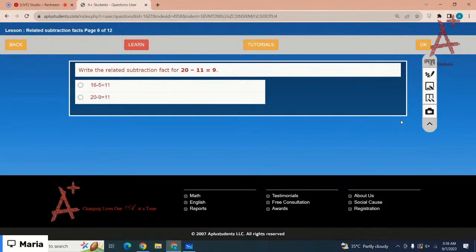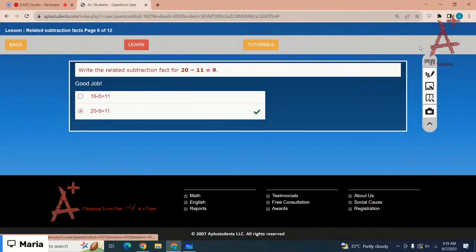Yes, that is option number 2. Very good. Option number 2 is the correct option. 20 minus 11 equals 9, and the correct option is 20 minus 9 equals 11. That is option number 2.